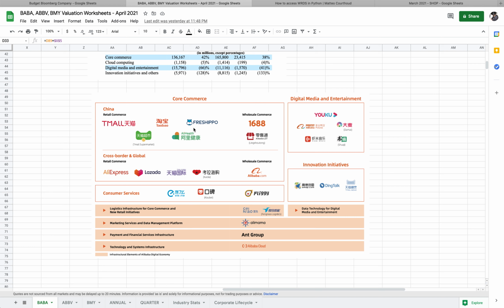But of course, as they've gotten bigger, they've started going into new industries and new sectors. They have a whole digital media and entertainment section. They've got Youku, which is I think one of the top 3 video platforms within China. They've got a studio, Alibaba Pictures. They've got some of these other surfaces.